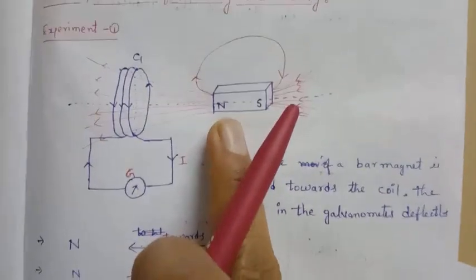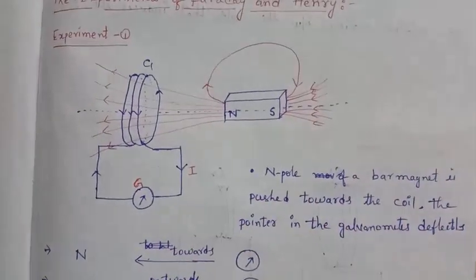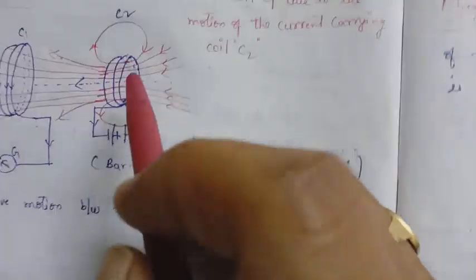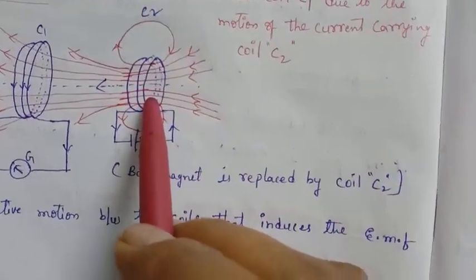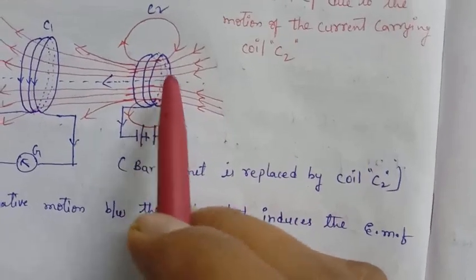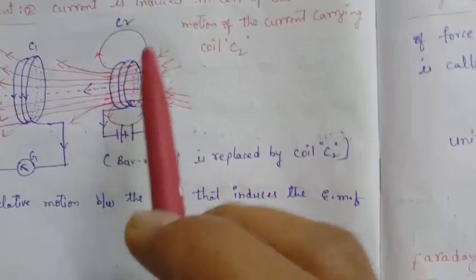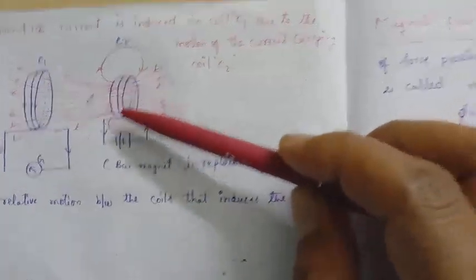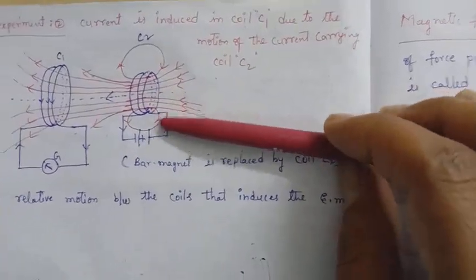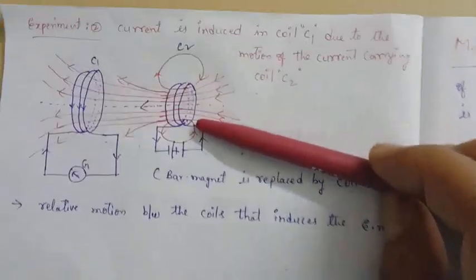Now this bar magnet is replaced by a circular coil C2. This circular coil C2 also behaves like a bar magnet, an electrical bar magnet. So now you move this coil C2 towards or away from coil C1, and we are inducing the EMF.